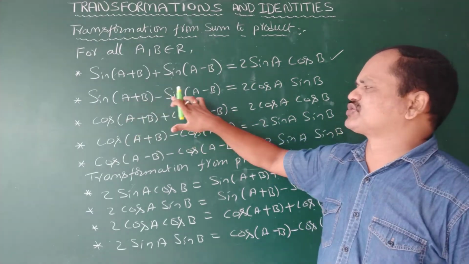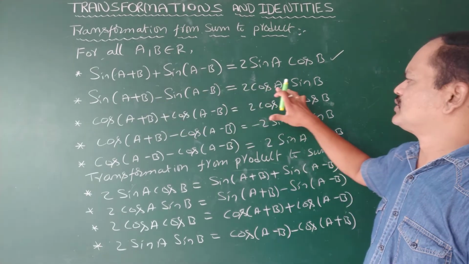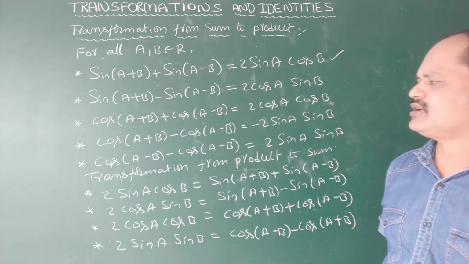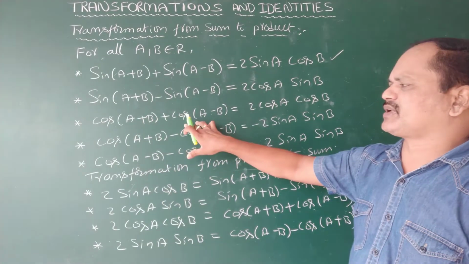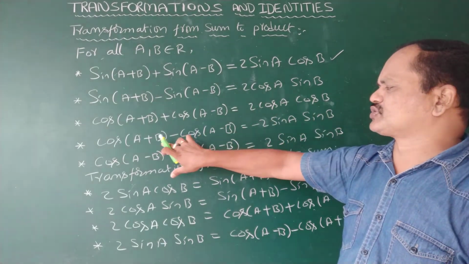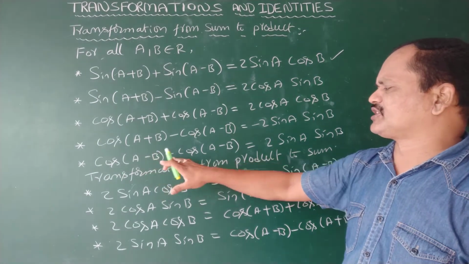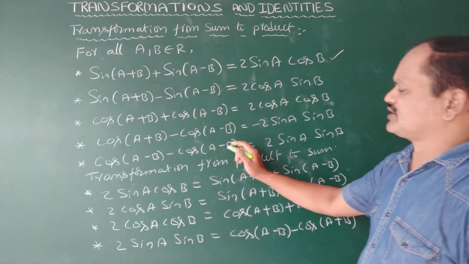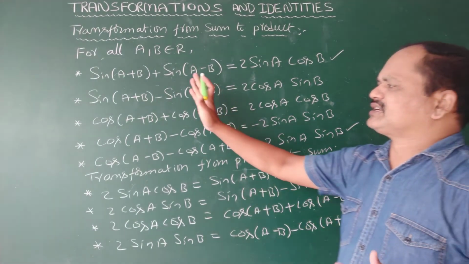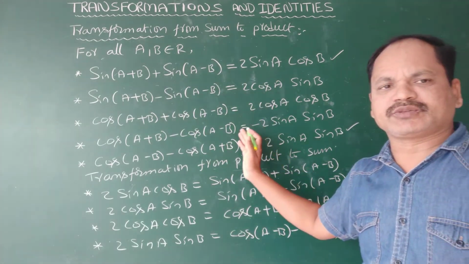Now the difference of these two expansions gives a product. So sin(A+B) - sin(A-B) is 2 cos A sin B. Here it is the sum of the cosine expansions, so that's why sum transfers into product. Here, the difference of these two products: multiplying with a negative, cos(A-B) - cos(A+B) gives 2 sin A sin B. That's why the sum transfers into product. Okay, sum transfers into product.